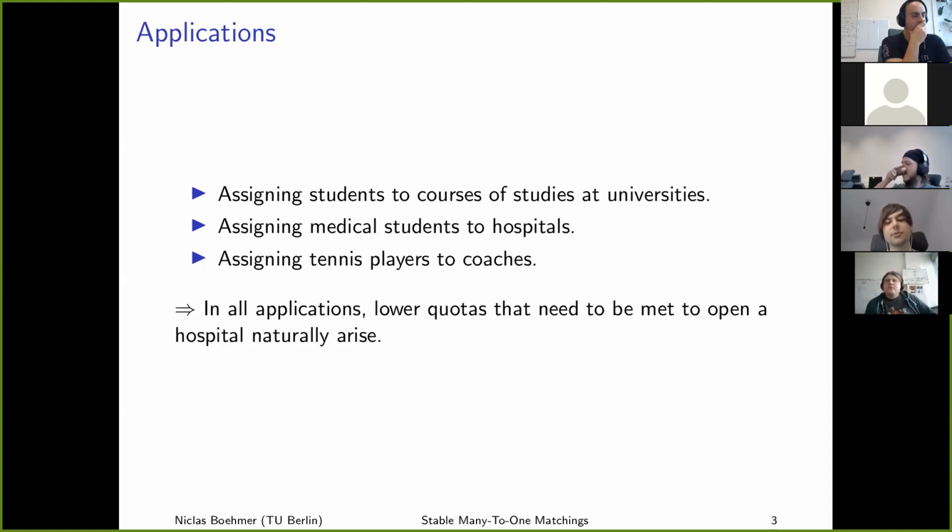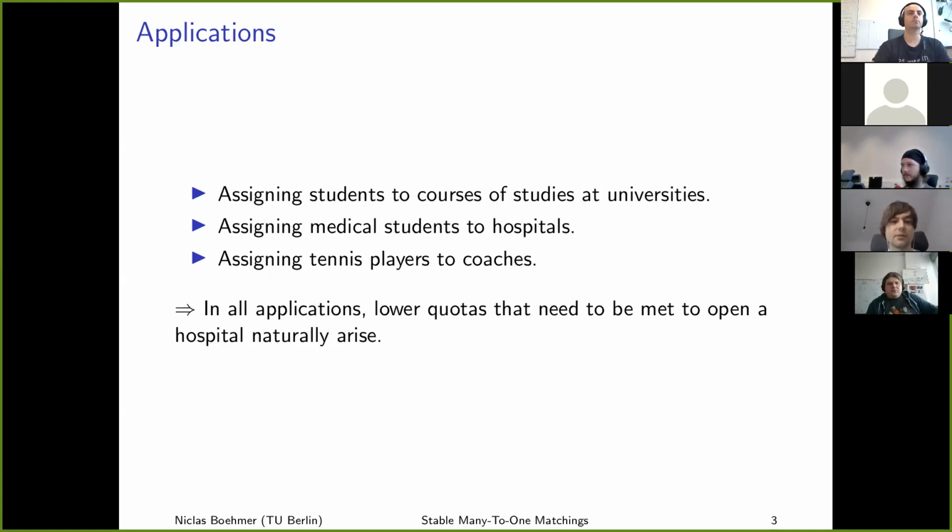However, if you think a little bit about these applications, you may notice that lower quotas also naturally arise here. A lower quota needs to be met such that the hospital can open to accommodate the students. For example, when it comes to courses of studies at universities, it's quite unlikely that if in one year only 2 students enroll in some course of study, the university will actually offer the course, because it's maybe also practically infeasible as some work needs to be carried out in groups or something like this. So in most of these applications, one can also think of lower quotas. Each hospital also has a lower quota, and the lower quota needs to be met such that the hospital can actually open to accommodate any students, and otherwise no students can be assigned to it.